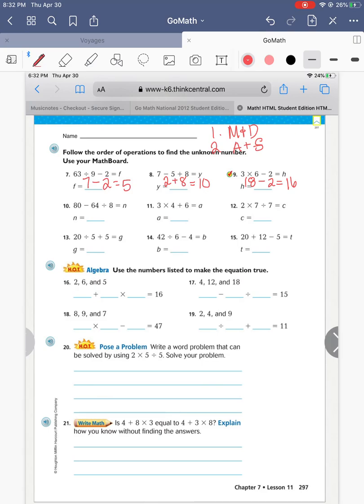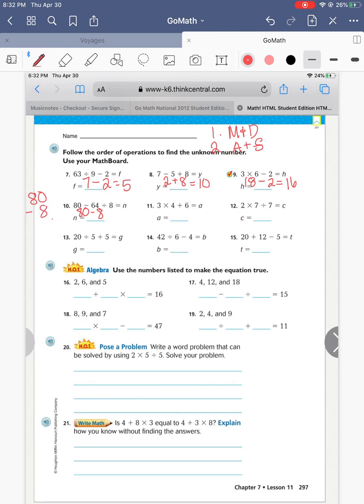So number 10 is 80 minus 64 divided by 8. So first multiply and divide. So there's 64 divided by 8. So what is 64 divided by 8? It is 8. Hopefully you got that. Then 80 minus 8 equals what?